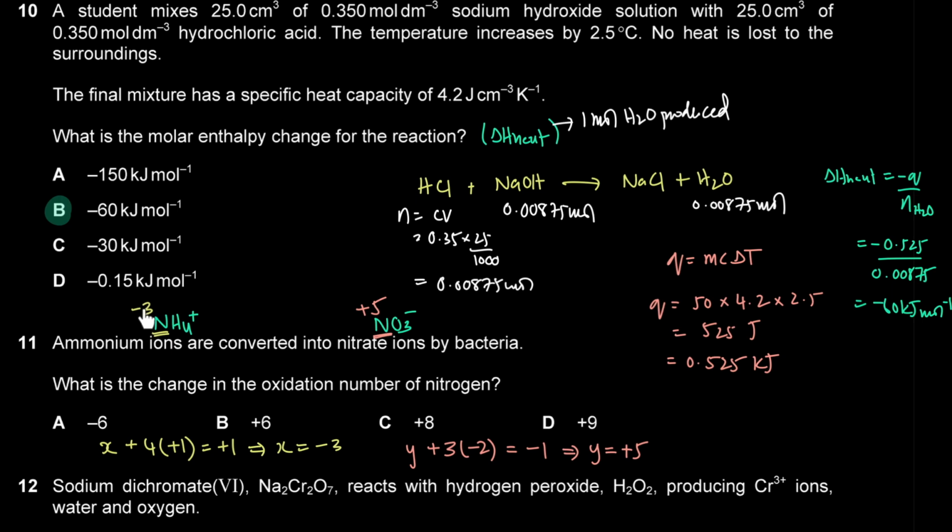So the oxidation number is going from -3 in ammonium to +5 in nitrate. So that's a change of +8. It's increasing by 8. So the answer is C.